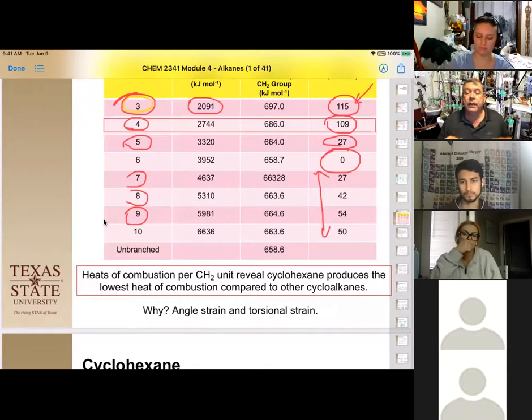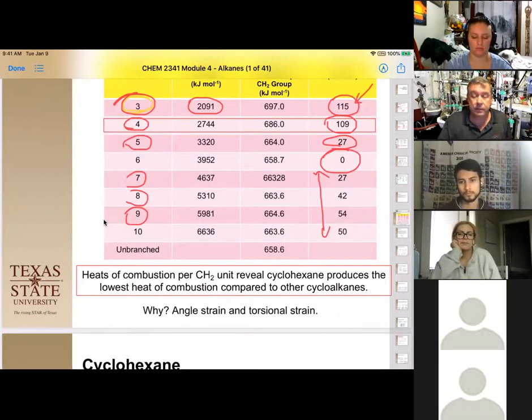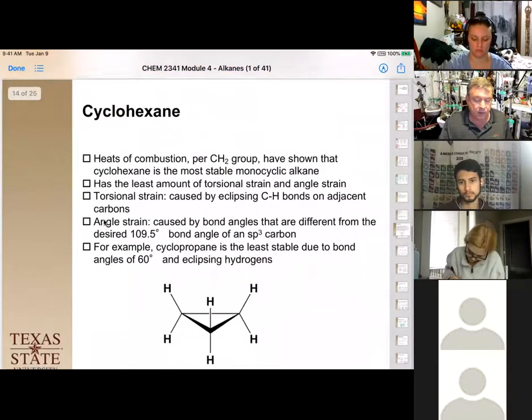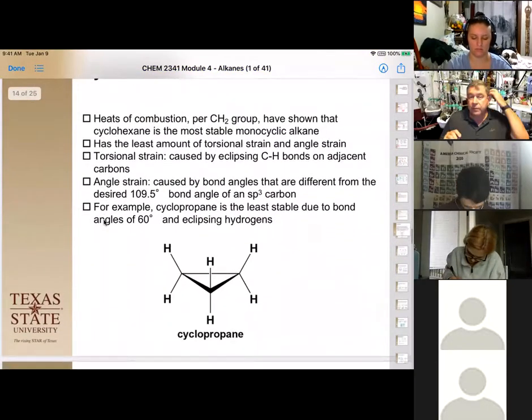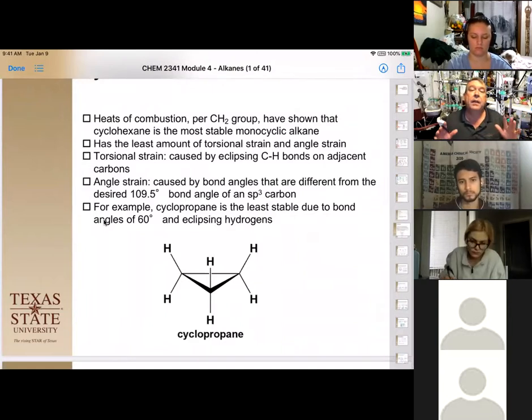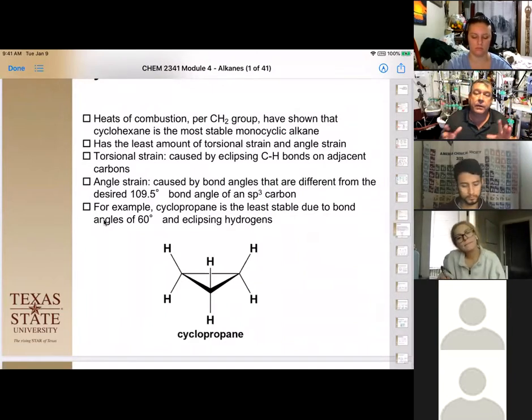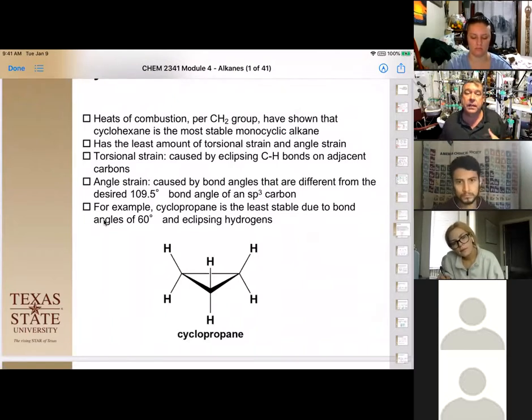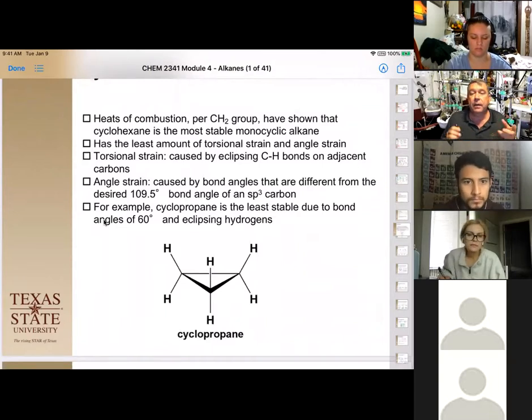Okay, and this all comes down to the idea that we have a forced ring and we end up with a forced staggered configuration. So let's move up from cyclopropane all the way up to cyclohexane. If we look at cyclohexane and account for each of the carbons in it, we saw that it had 0 ring strain. It was the most stable of the monocyclic rings, and it has the least amount of torsional strain and angular strain.